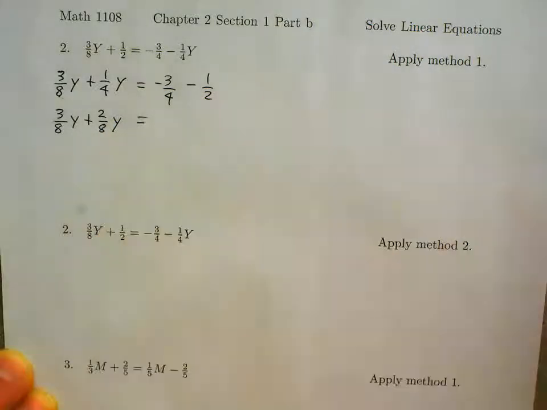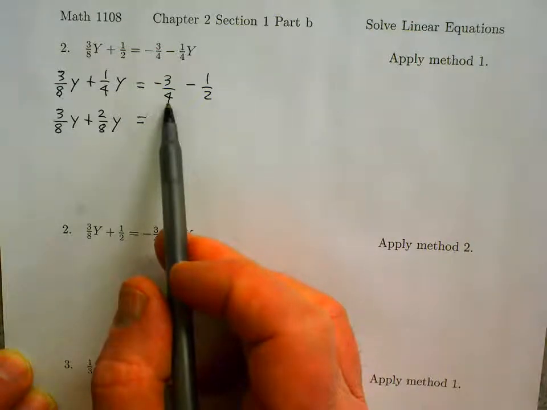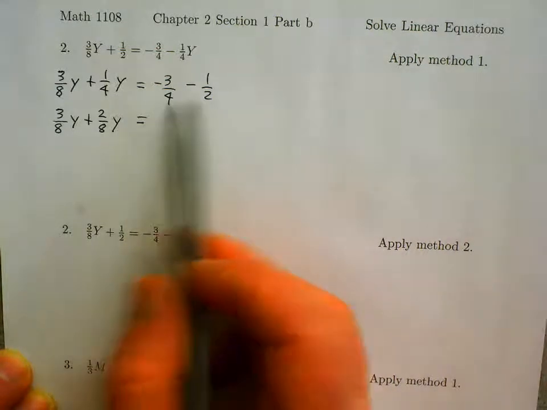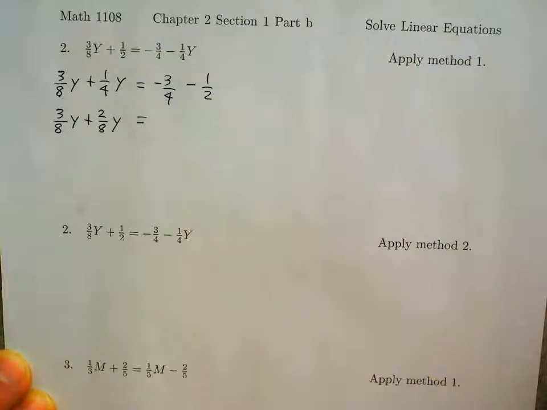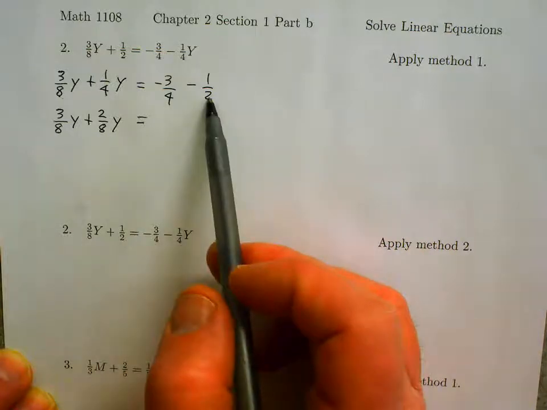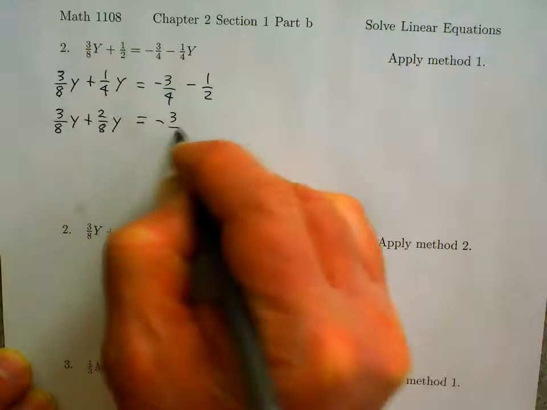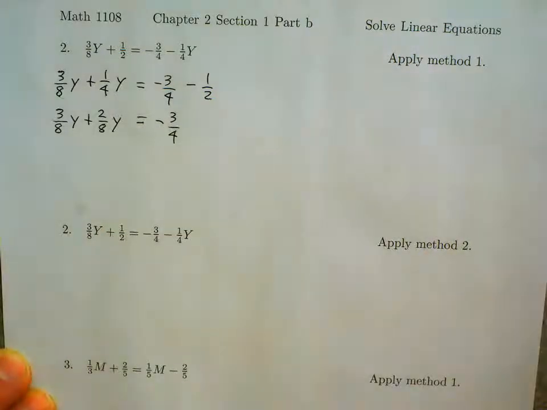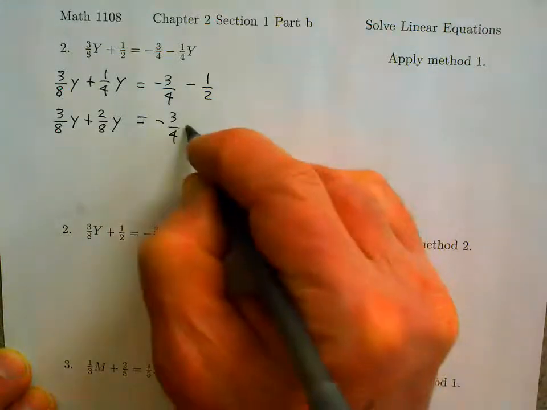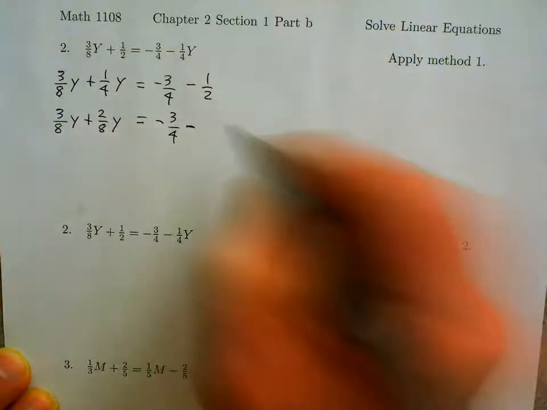Hey, let's work on the right-hand side. The two denominators on the right-hand side are 4 and 2. The least common multiple of 4 and 2 is 4. 4 times 1 is 4, and 2 times 2 is 4. So the fraction -3/4 stays the way it is, and instead of -1/2, we want to write -2/4.